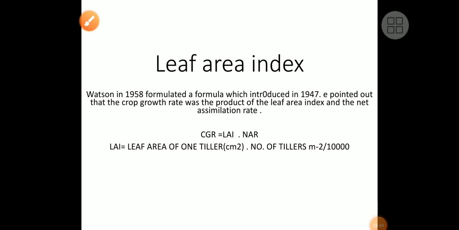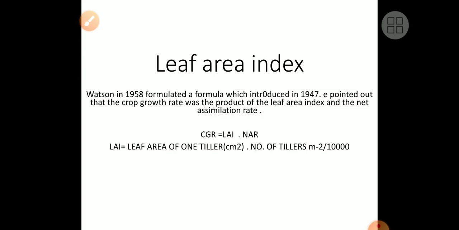So for that, leaf area index, again you will have to keep in mind. Watson in 1958 formulated a formula which was introduced in 1947. And he pointed out that the crop growth rate was the product of the leaf area index and the net assimilation rate. My friends, you will have to keep in mind.